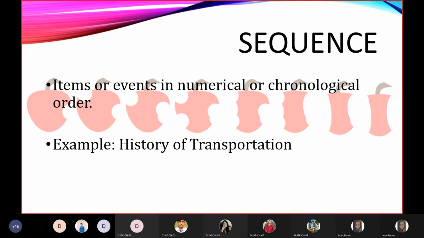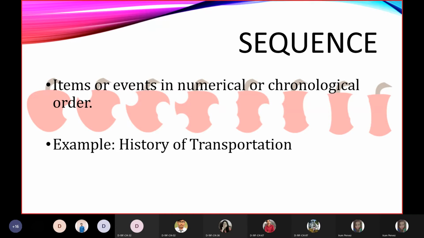In that, we are not going to write any history of how transportation has evolved. We are not writing the evolution of transportation, so that is not sequence. When you are just describing what you mean by transportation and what its examples are, that is descriptive. But when you are writing how the history of transportation has evolved, that is called sequence.